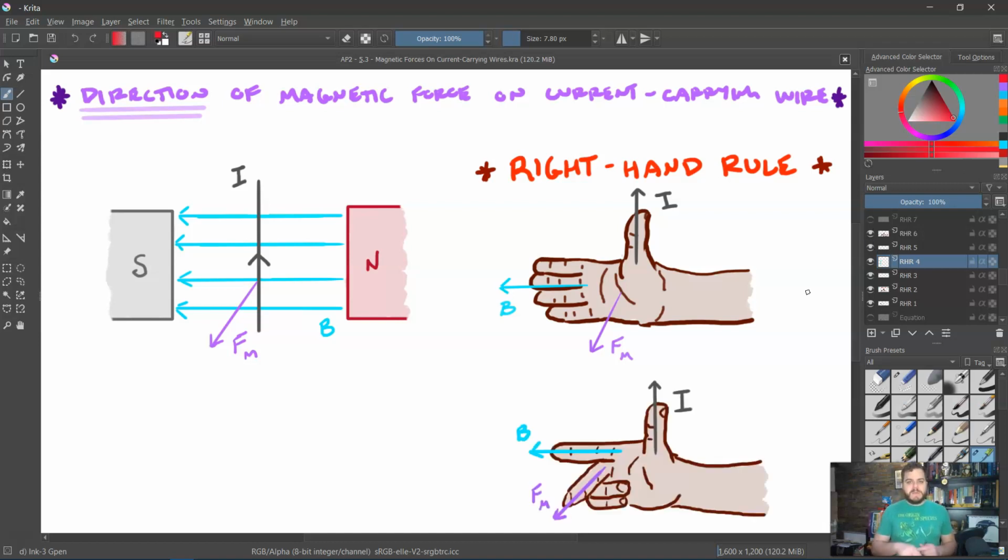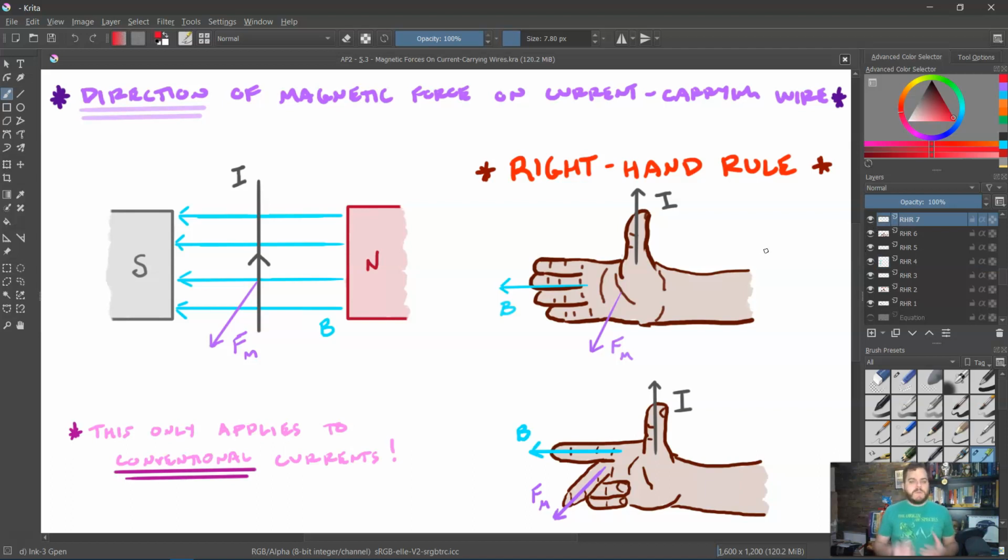Now we can also, remember, do it like this, where we have our 3 fingers, where I is our thumb, B is our pointer finger, and the magnetic force is our middle finger. I don't care which one you choose. And lastly, one thing we do need to note is that this is only true for conventional currents. So remember what conventional currents means. That's assuming that it's positive charges flowing. And we know that realistically, it's actually negative charges flowing, so you'd have to flip this or use your left hand or whatever. But thankfully for us, we pretty much only deal with conventional currents.